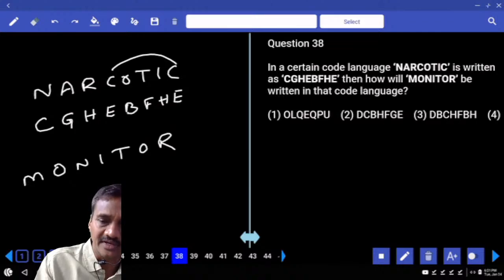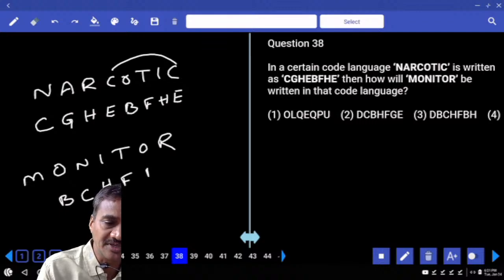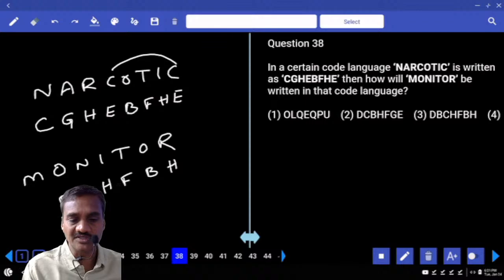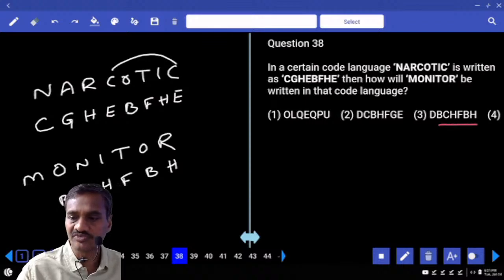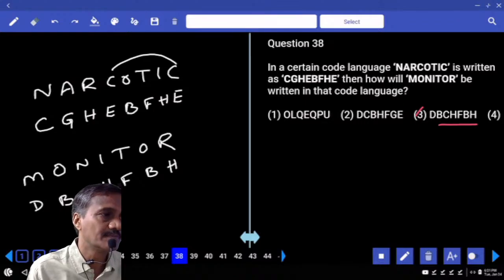And similarly here again, tell me now, monitor, the code for O is what? O is B. And N is C. Now B and C. And I is what? I is H. And T is F. And O is B. And the code for R is H. Now tell me what is the answer? BCH, FBH. BCH, FBH only in choice 3. Now M will be D.